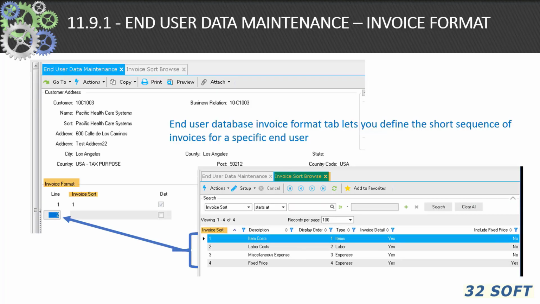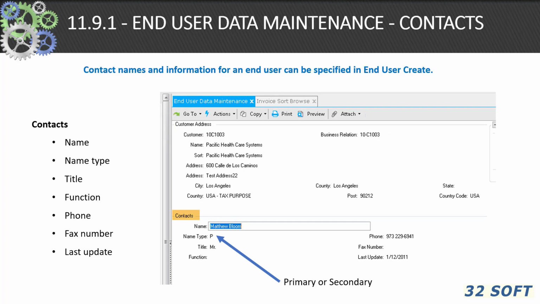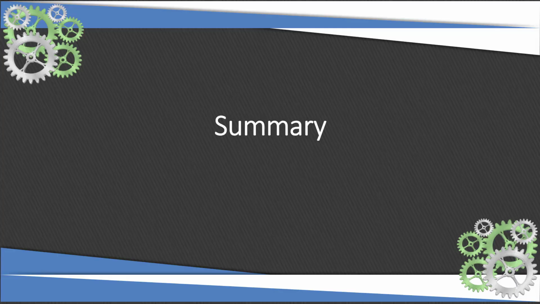The create install base tab defines how the end user is going to interface with that install base record. And then in the end user data maintenance, you can actually format the invoice the way that a particular end user might want to see it based on item costs, miscellaneous, fixed price, etc. In the 11.9.1, you can set contacts for that end user, primary and secondary, name, function, title, phone numbers, etc.